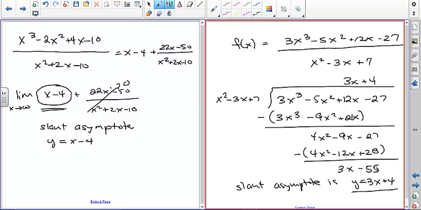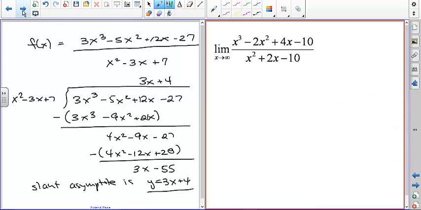Yeah. So negative 27 minus 28. So this original expression is going to be equal to 3x plus 4 plus 3x minus 55 over x squared minus 3x plus 7. Okay. We'll skip that.